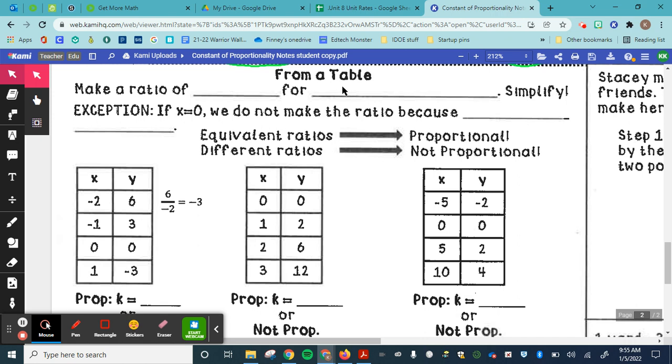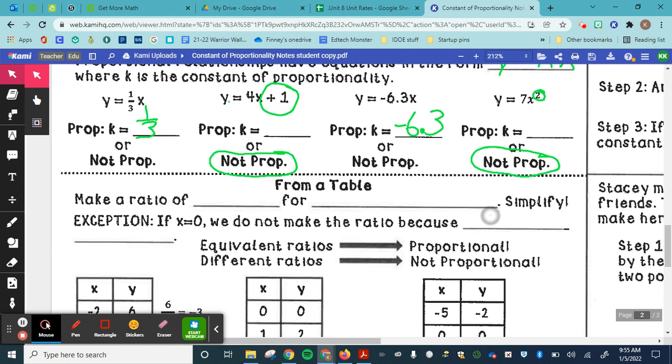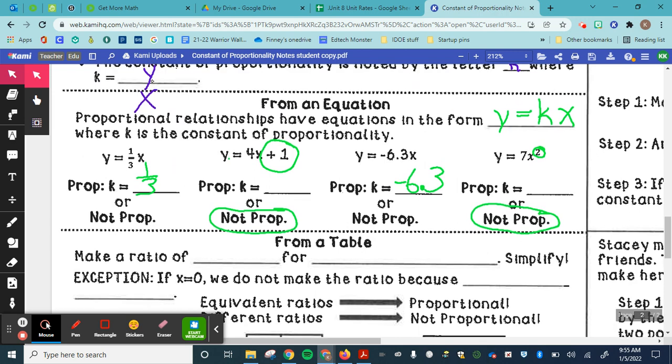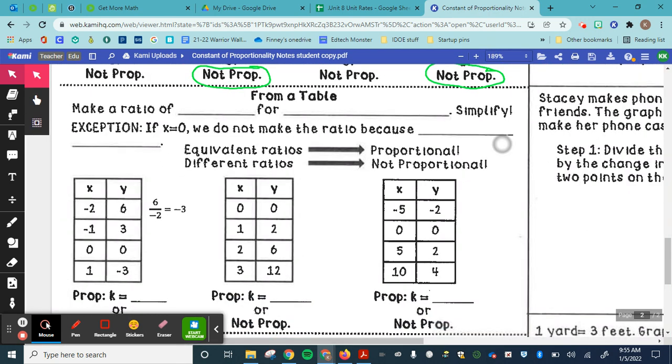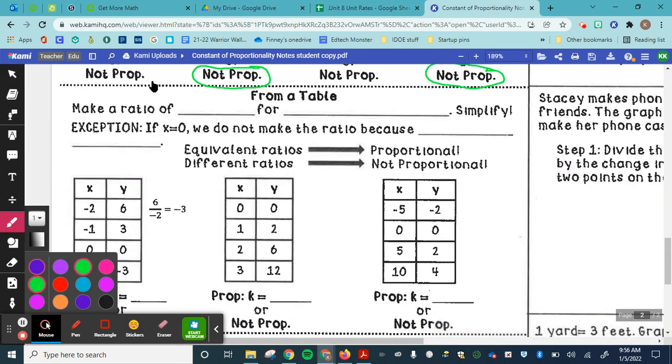So now we're looking at constant of proportionality in tables. First, you make a ratio, same thing we did up here. Which one goes on top, the y or the x? Y is always on top. So first, you'll take your table, you'll make a ratio of y over x for all the pairs.